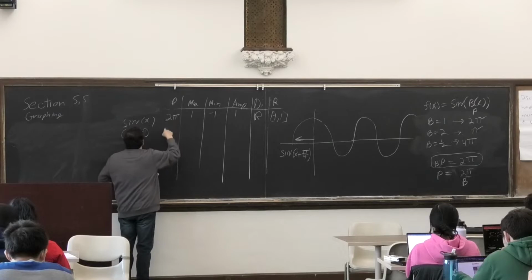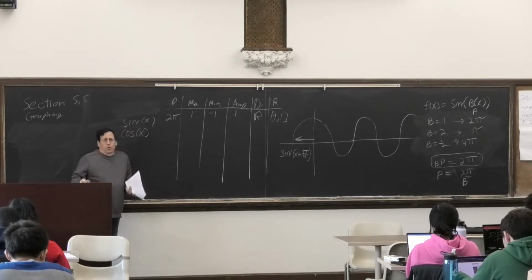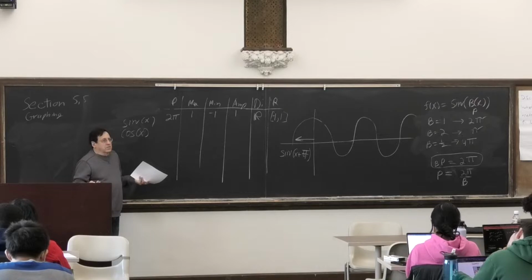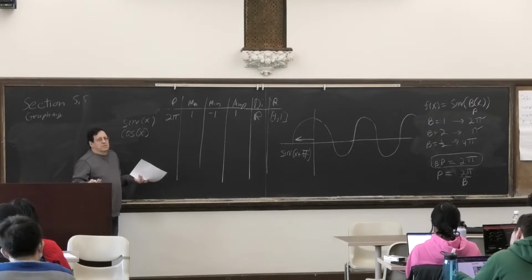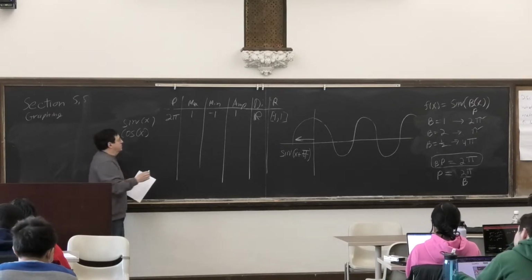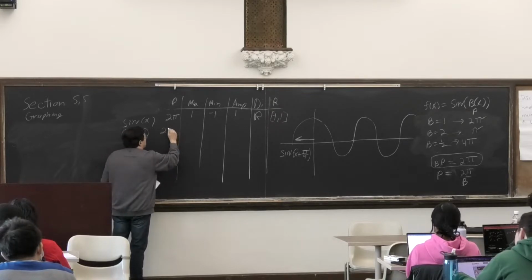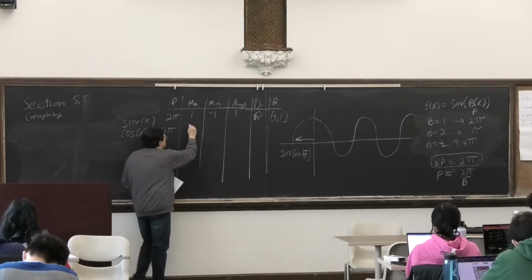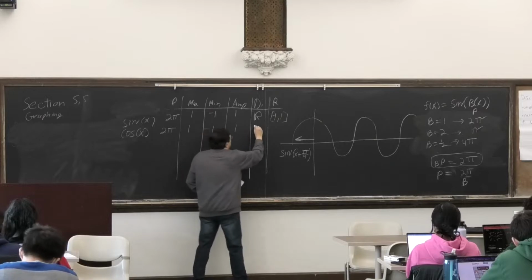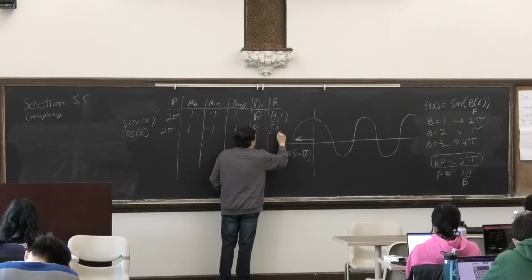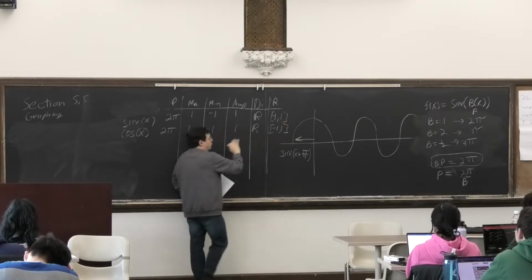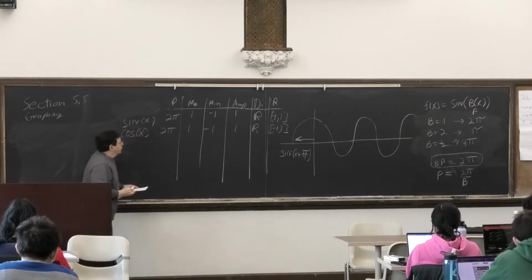So the period of cosine is therefore, it's easy. Anybody? I have to say it's less than 2 pi. Just the same function moved over. So all the same values.